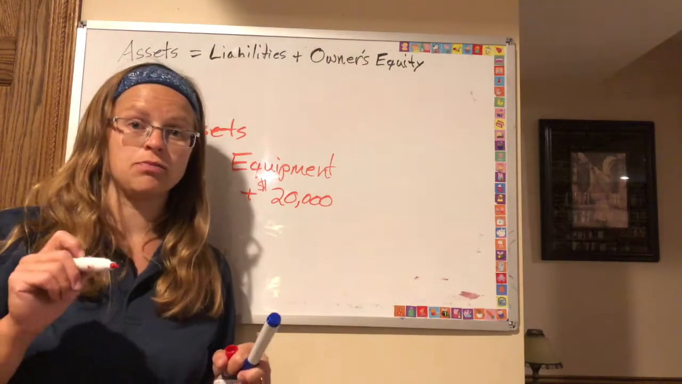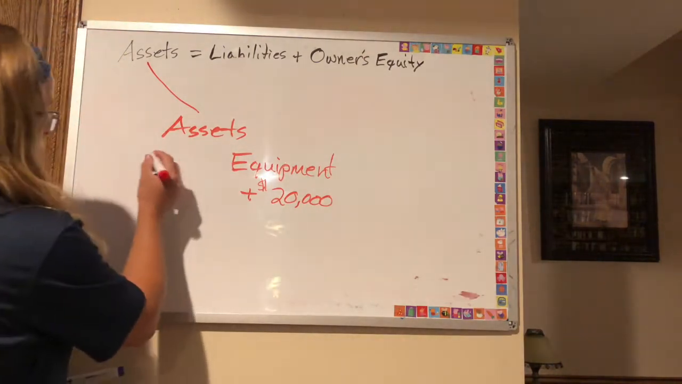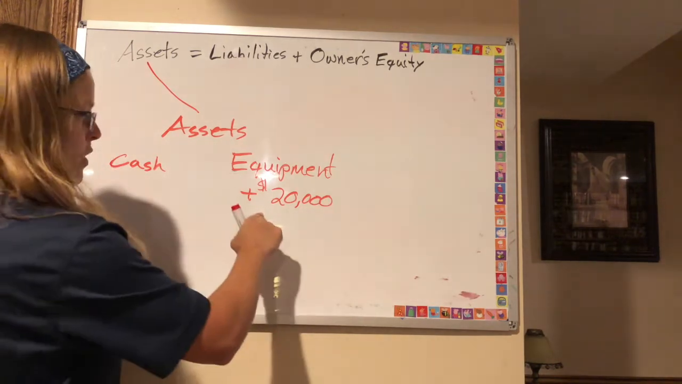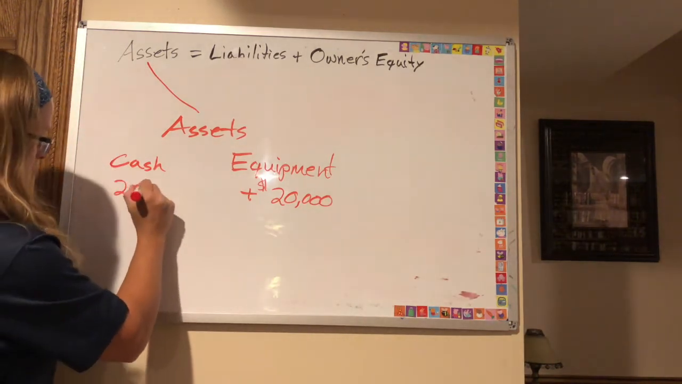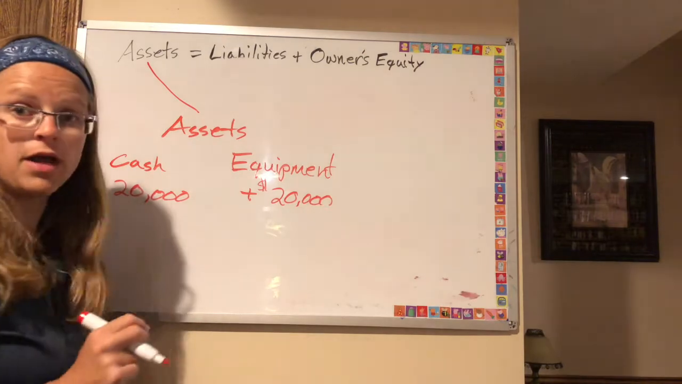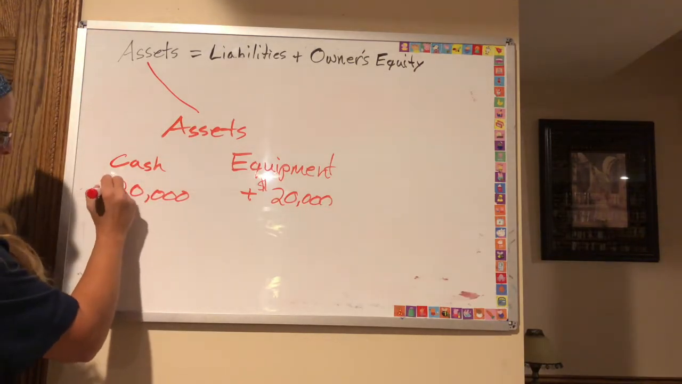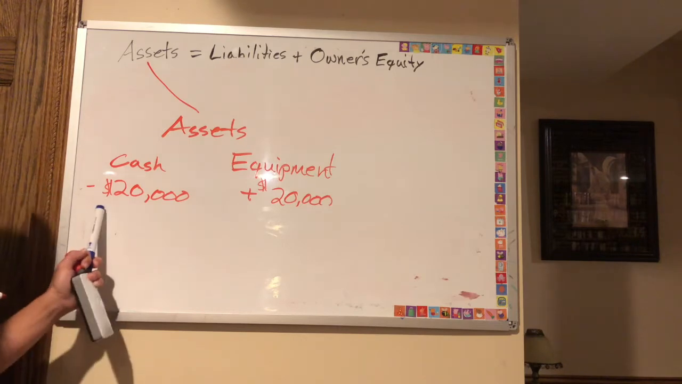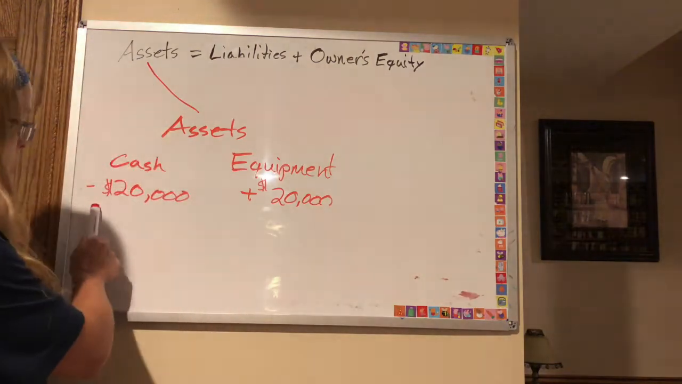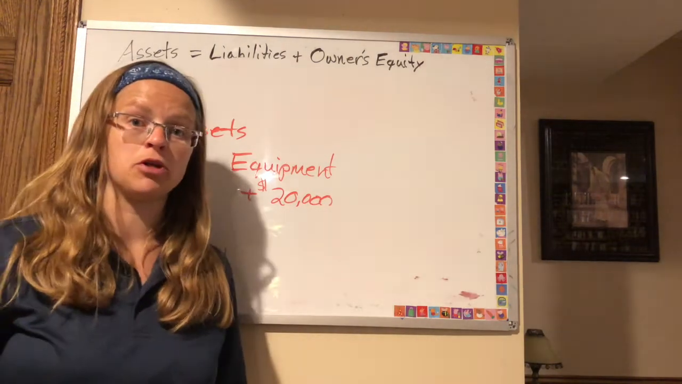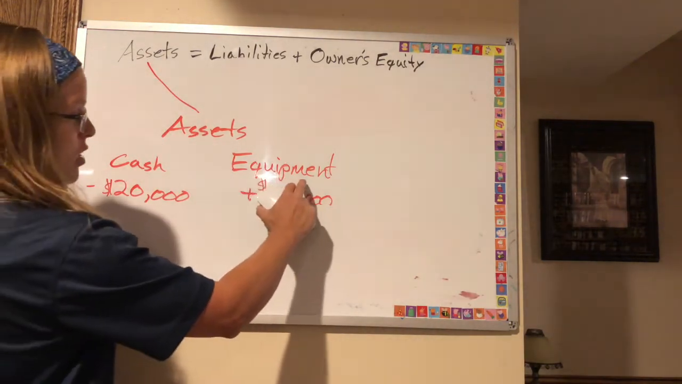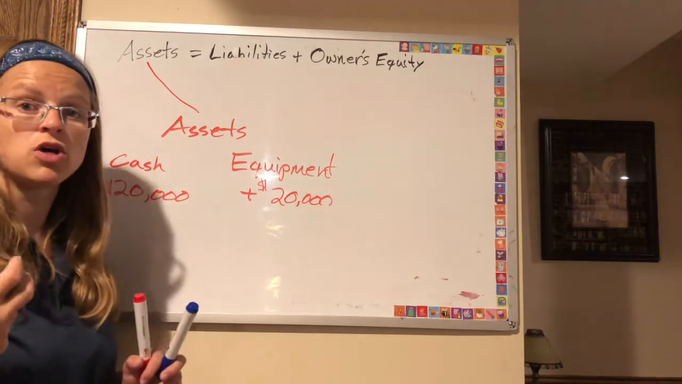Now the other account that's being impacted is also an asset account. It's the cash account, right? Because she paid cash of $20,000 for that equipment. So the cash account is actually decreasing. There's less cash than before because Ann paid $20,000 for the equipment that she purchased for her facility. So the two accounts being impacted are equipment and cash, and both of those are asset accounts.